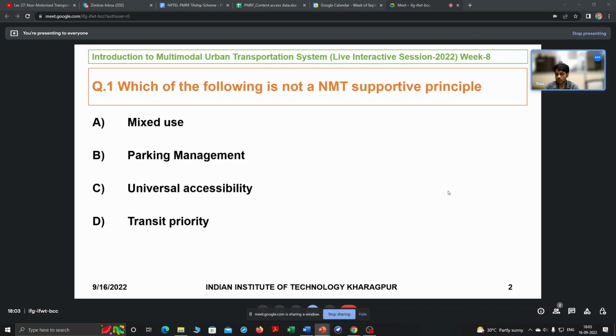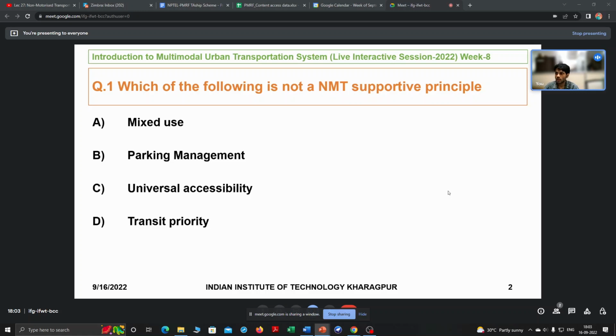First is interconnected NMT network, so your NMT network should be interconnected. Then your bicycle friendliness, then your walking friendliness or walkability. Then it comes to comfort, right? Then the safety, security and all, right? So those are called the NMT guidelines that you should follow before you design your NMT on a road.